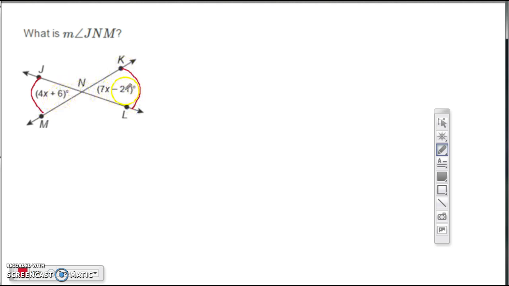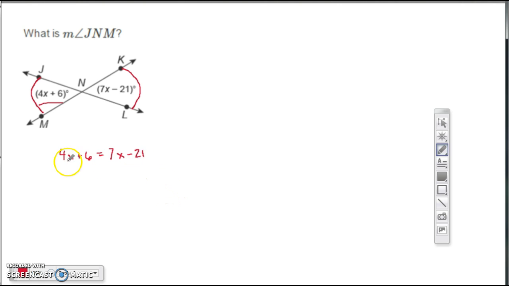We know that vertical angles are congruent. So to solve this problem, they want to know the measure of J and M. That's this angle over here. So the first thing I'm going to do is, since I know that these two angles are congruent, and another word for that is equal, I'm going to set those two equal to each other. 4x plus 6 equals 7x minus 21.